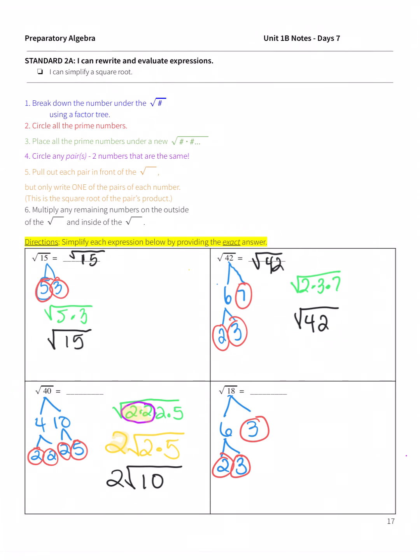All right, I've done step 1 and step 2. Now I need to place them under a new square root sign. 2 times 3 times 3. Next, I circle any pairs. I have a pair of 3s. After that, I pull that number out. So I have 3 square root 2. And my last step would be to multiply any number that's inside. And I can see here that I do not have any pairs of numbers. So my answer is 3 square root 2.